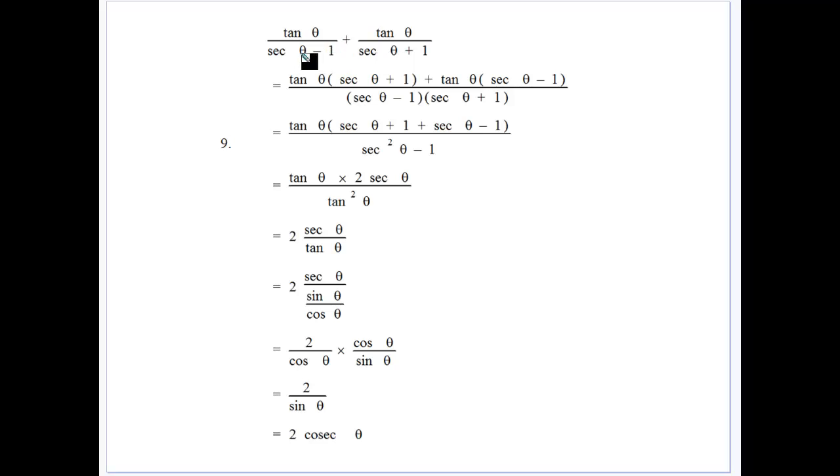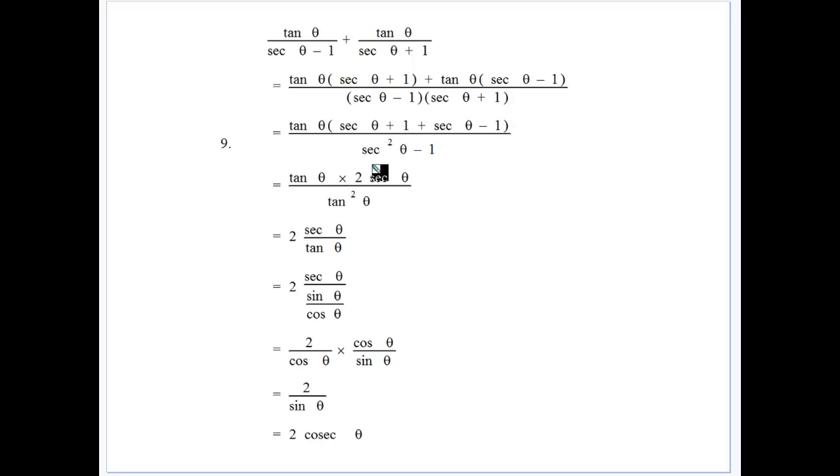But the idea, again, we can't do much simplification first. We've got to just get a common denominator. So sec theta minus 1, sec theta plus 1, multiply those two. So tan theta gets multiplied by the sec theta plus 1. Tan theta gets multiplied by sec theta minus 1 in the second fraction. Now we can factorise the tan theta out. And so it gives us the two brackets added together, which our 1's cancel.